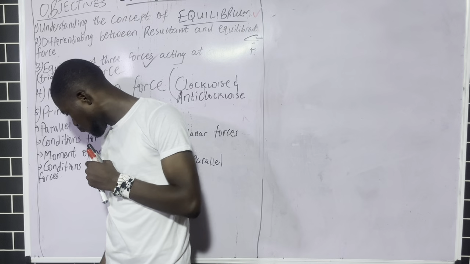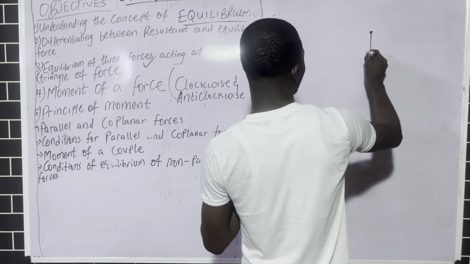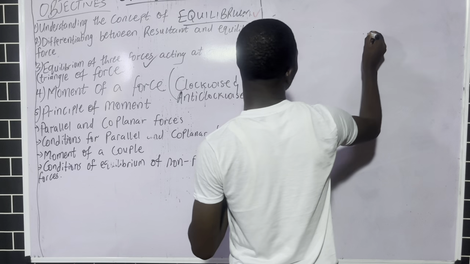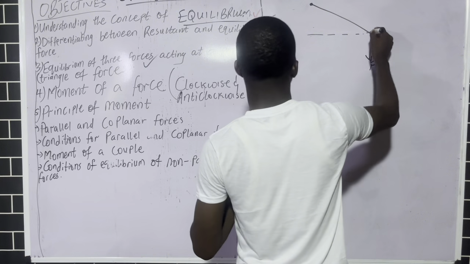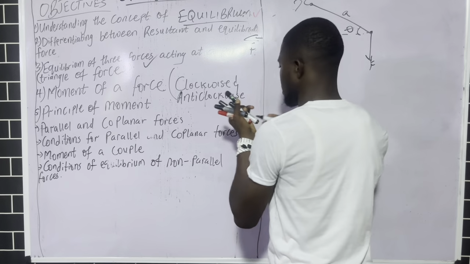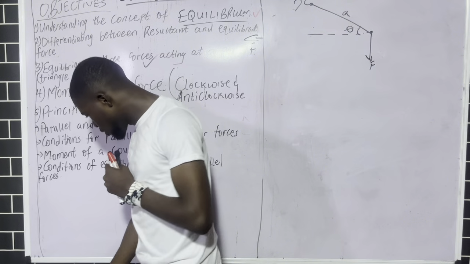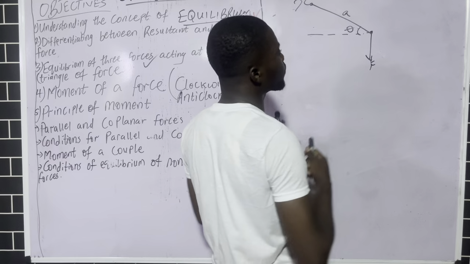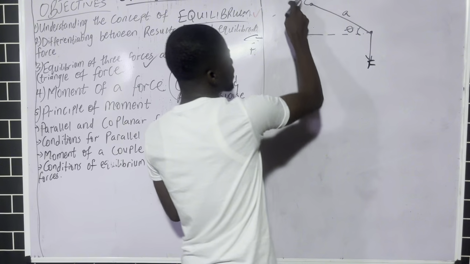They drew a diagram, something like I've just drawn now. They said force F, and they put a point here, distance A, they call it X, and they said this angle is theta. The question says: in the diagram shown, the moment of the 5 Newton force above about point X is what?